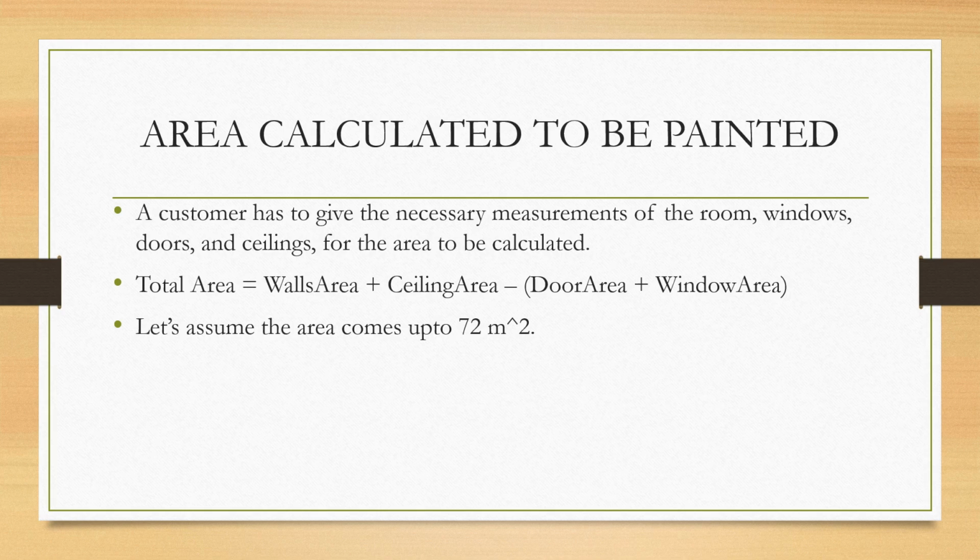So first of all, let's calculate the area because without the area, we'll not be able to find the cost and the number of cans also. So let's assume a customer has to give the necessary measurements of the rooms, windows, doors, and ceilings for the area to be calculated, because door area and window area will not be painted, of course. So we have to deduct that part from the total area. With this formula, we can calculate the area according to the measurements that the customer has given. So let us just assume the area right now comes up to 72 meters squared.